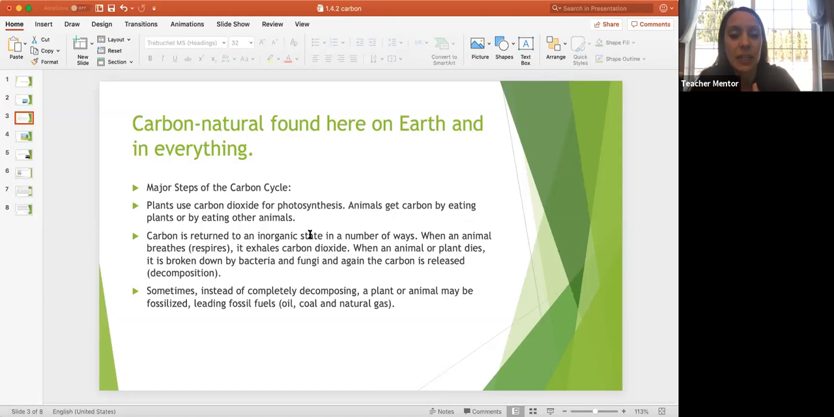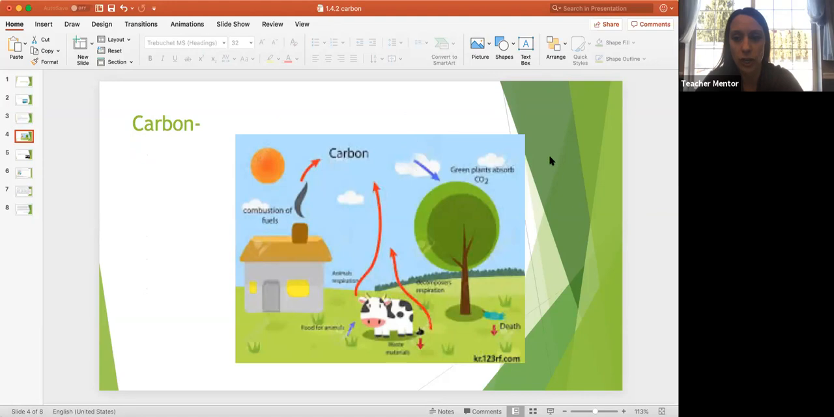Sometimes instead of completely decomposing, a plant or animal can be fossilized, and this can lead to fossil fuels. Deep down in the earth in sedimentary rock, over millions and millions of years, the remains of these organisms get squished together and pressurized, and it becomes fossil fuels like oil, coal, and natural gas. Okay, let's take a look at a picture here.